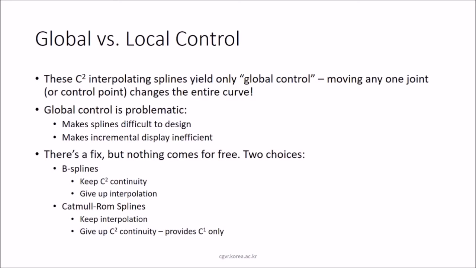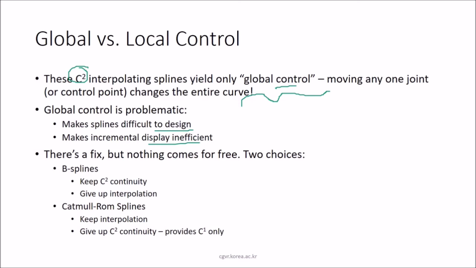What about global and local control? These C2 interpolating splines yield only global control. Moving any one joint or control point changes the entire curve. So global control is problematic. Why is this problematic? Because it makes splines very difficult to design, and it makes incremental display inefficient.